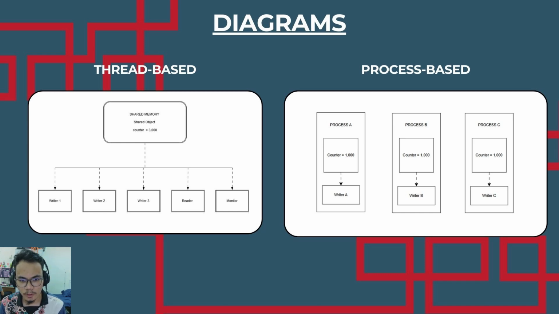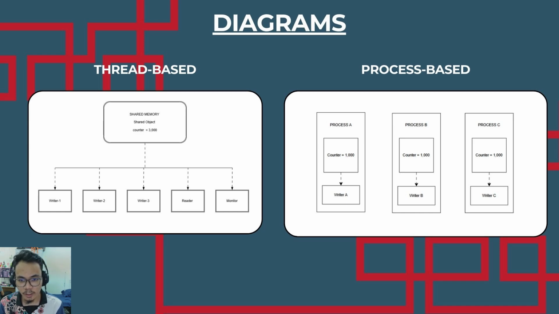Here, there are two diagrams that simulate thread-based and process-based. The first diagram shows shared memory. The achievement is to call one 3000 value, whereas all 5 threads can access it, which is writer 1, 2, and 3, and reader and monitor.